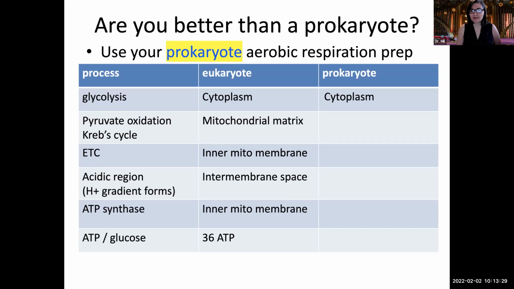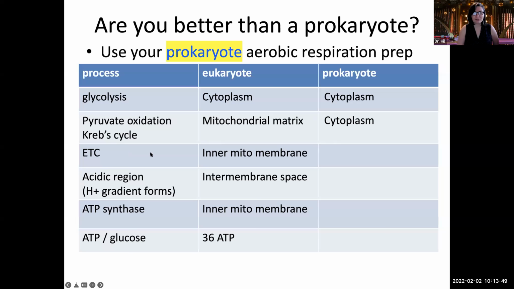Right. It also happens in the cytoplasm. And that just kind of makes sense when you think about it, because if you think a mitochondrion once upon a time was a bacterium, then the matrix part of the mitochondrion once upon a time was the cytoplasm of a prokaryotic cell.